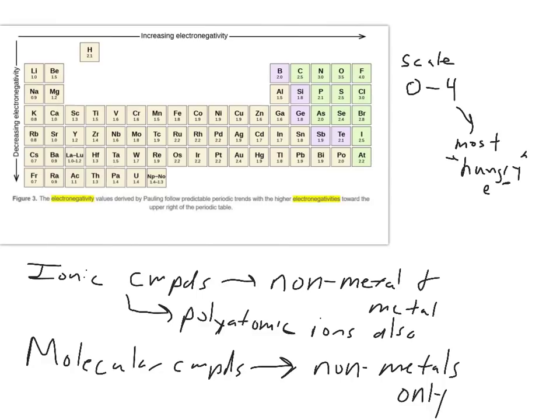What you see is fluorine. It's got a 4.0 for electronegativity. It is the most electronegative, meaning that it will draw electron density toward itself over any other element in a chemical bond. The least electronegative elements are the metals, things like francium and cesium. So that is a value for how hungry an element is for electrons.